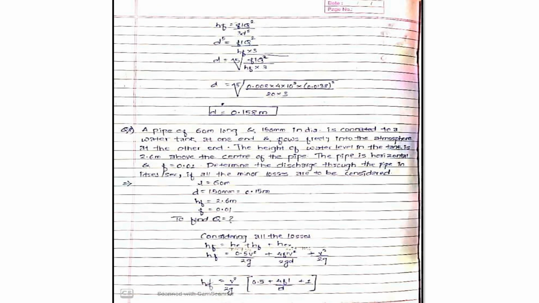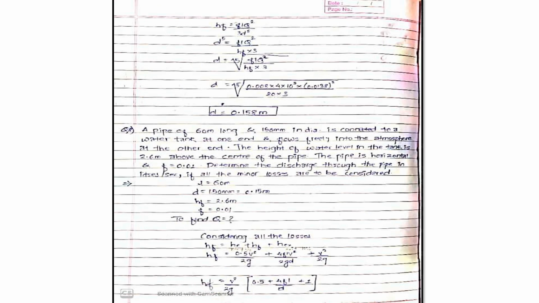Next problem is a pipe of 60 meter long and 150 millimeter in diameter connected to a water tank at one end and flowing freely into the atmosphere at the outer end. One end is connected to the tank, the other end is open. The height of the water level in the tank is 2.6 meter above the center of the pipe. The pipe is horizontal and F is equal to 0.01. Determine the discharge through the pipe in liters per second if all the minor losses are to be considered.